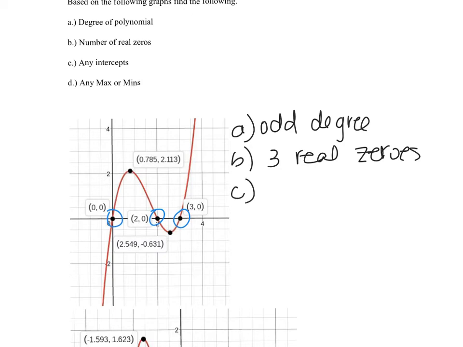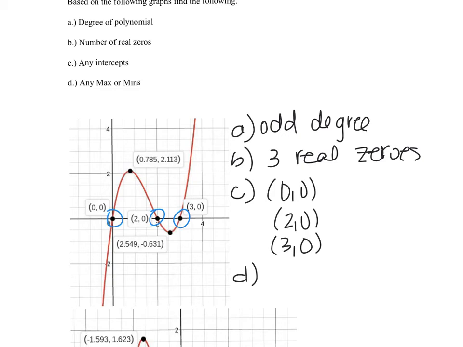Next, we want to look at any intercepts. So this is x-intercepts and any y-intercepts. If we look, the x-intercepts are the same as the zeros. So those would be the points (0, 0), (2, 0), and (3, 0). And then we want to look for the y-intercept. It also happens to be the point (0, 0), so we're not going to list it twice.